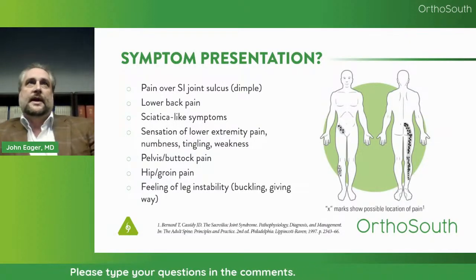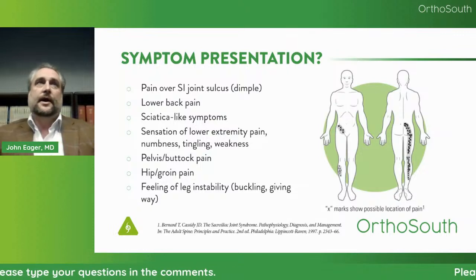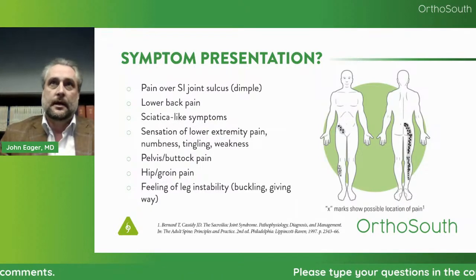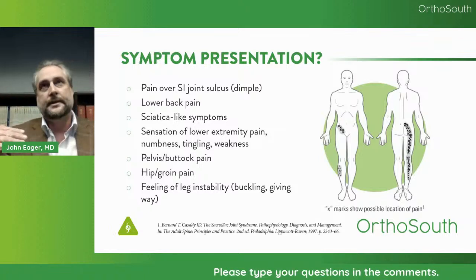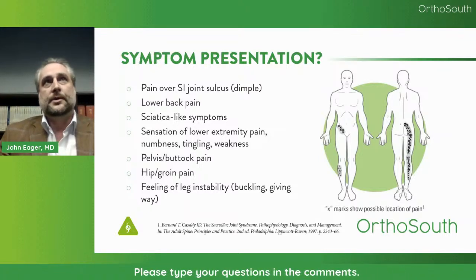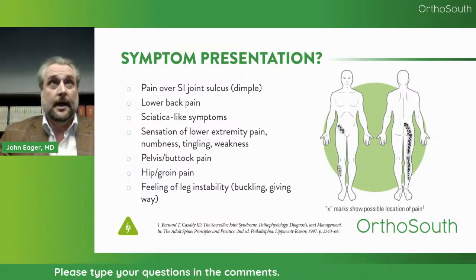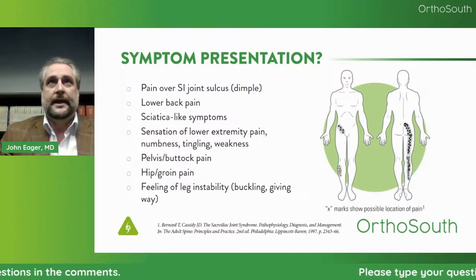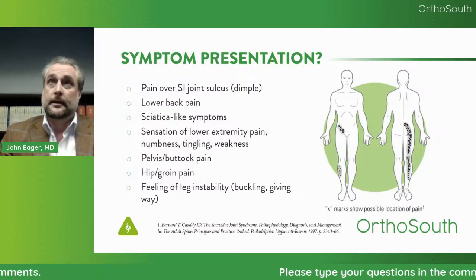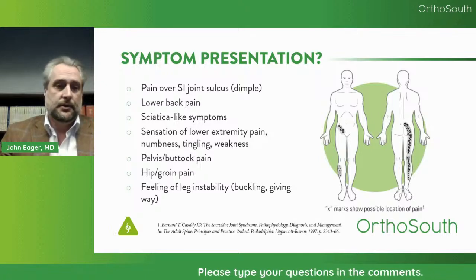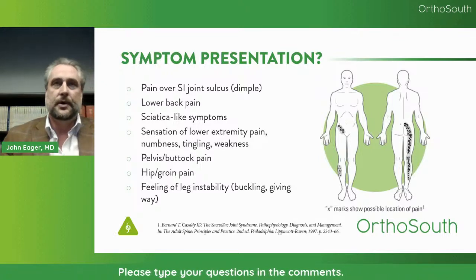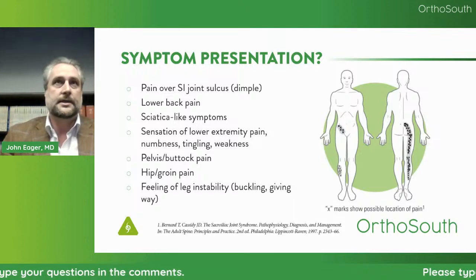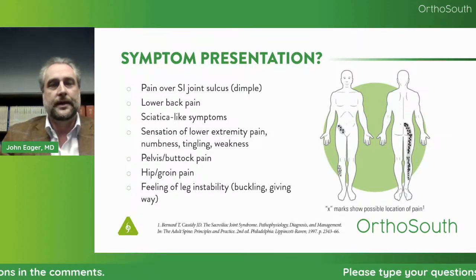So presentation of SI joint pain. Again, it is variable. Classically, patients will localize it at the top of the buttocks, either the right or left side. It can present as lower back pain. It can present midline, sciatica-like symptoms. By that, we mean radiating pain. Pain can radiate. Most commonly, I see it posteriorly, so down the buttock, down the posterior thigh. However, it can present with radiation to the groin or anteriorly as well, and it can radiate all the way down to the foot.